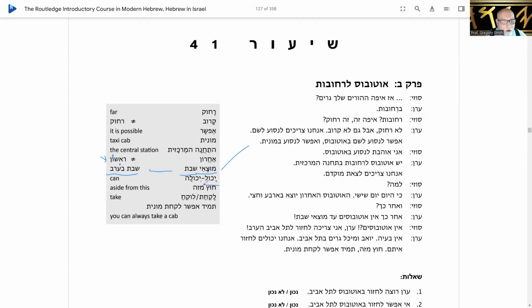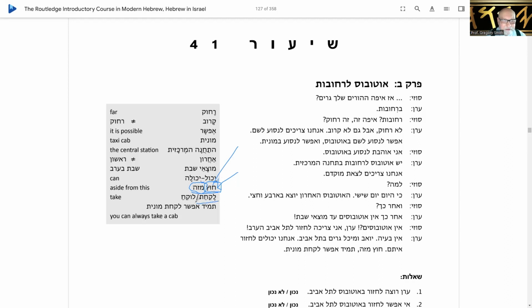How about this one? Yachol, and Yachola is can. Can do. It's like, can you do something? How about this here? We've got Chutz Mi, aside from this. Let's see. I think Chutz means outdoors. Yeah, outside. This word is also used to describe the outdoors. So it's like outside from this. Chutz Mi. And then we have Lakachat.